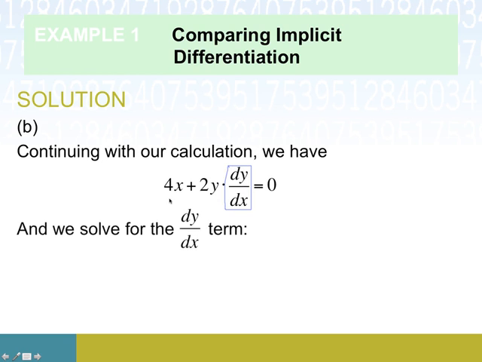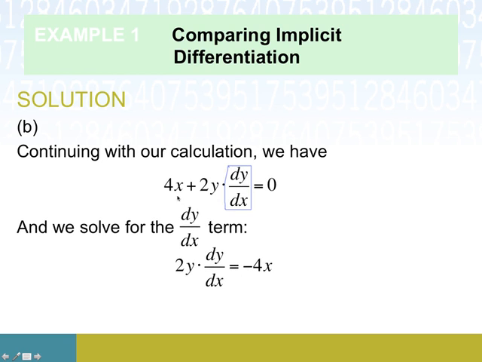We can subtract 4x from both sides to get negative 4x on the right, and then we can divide everything by 2y. So this is actually our final answer as far as implicit differentiation is concerned.